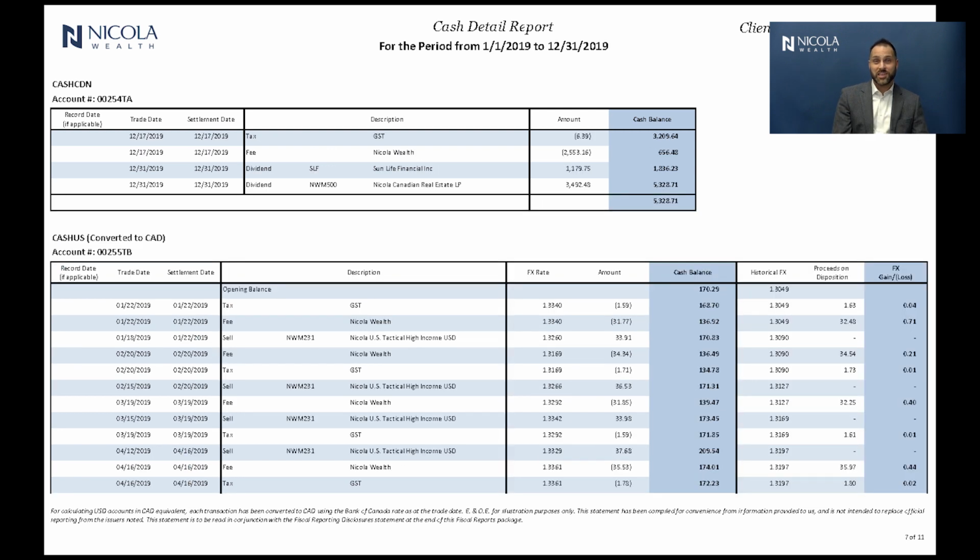Additionally, the US cash is also shown converted to Canadian dollars. Since the CRA requires foreign exchange gains or losses to be reported, we have also shown gains and losses on any outflow of US dollars. As an example, a conversion to Canadian dollars or a purchase of US dollar investment.